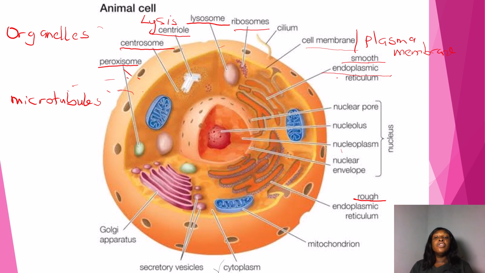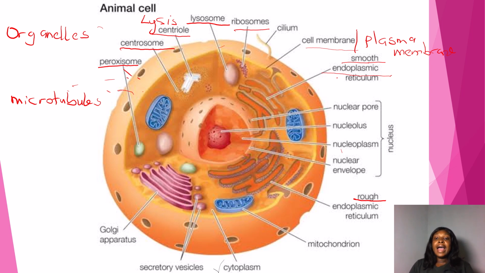The smooth endoplasmic reticulum has enzymes, and these enzymes help to detoxify drugs. While the rough endoplasmic reticulum transports metabolic products within the cytoplasm.